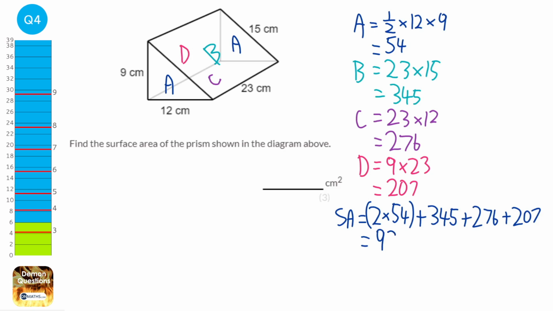And that gives us 936. So the answer is 936 centimetres squared.